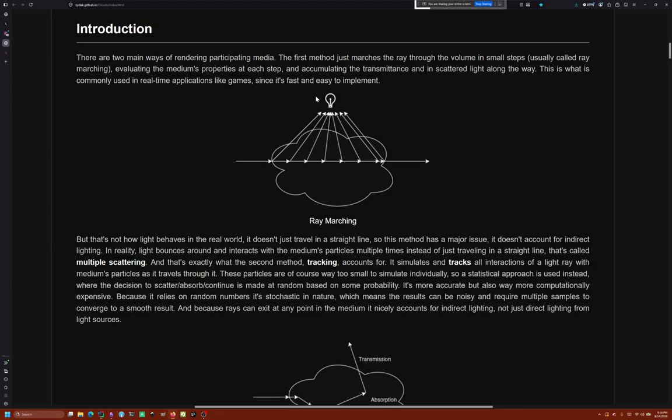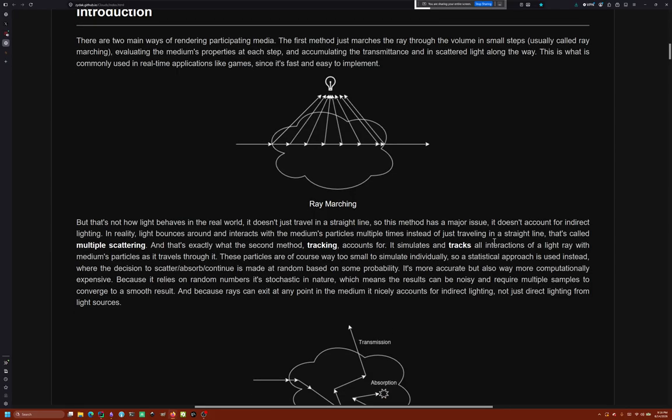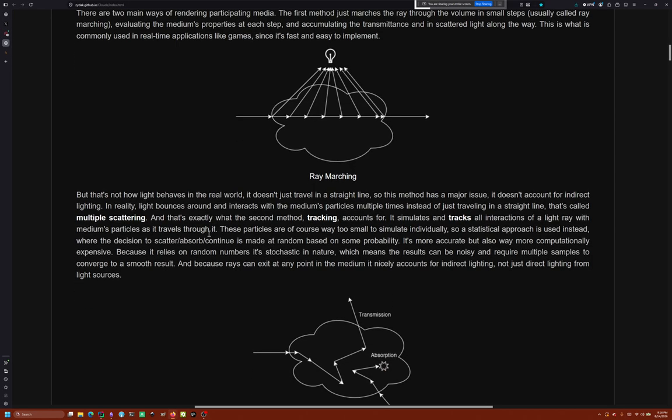This is not, however, how light behaves in the real world. It doesn't just travel in a straight line, so this method has a major issue. It's not accounting for indirect lighting or any kind of global illumination. So in reality, light bounces around and interacts with the medium's particles multiple times instead of just traveling in a straight line. It's called multiple scattering. That's exactly what's happening in the second method, called tracking.